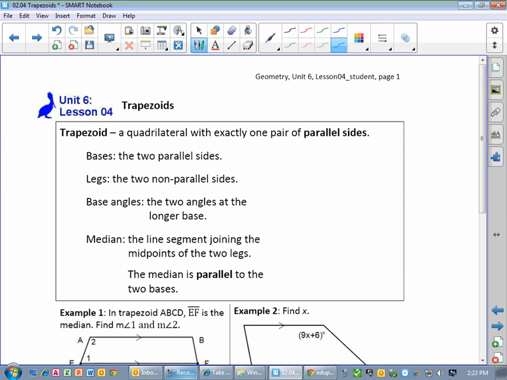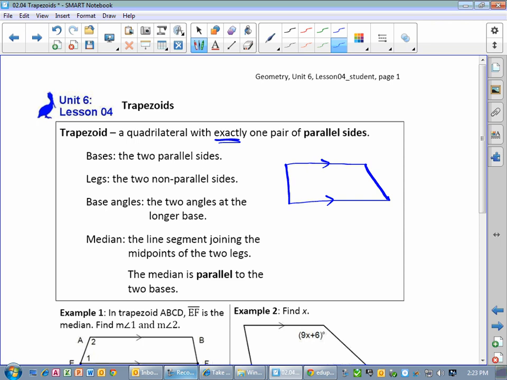It's its own animal. It's defined as a quadrilateral with exactly one pair of parallel lines. Not at least, exactly one pair. So when we draw a trapezoid, we want a pair of parallel lines. Notice I make them slightly different in length, because if they were the same length, I would have either a rectangle or a parallelogram. So I want to be careful. And there is a trapezoid. One pair of parallel lines. Those are parallel. The other two sides are not parallel.